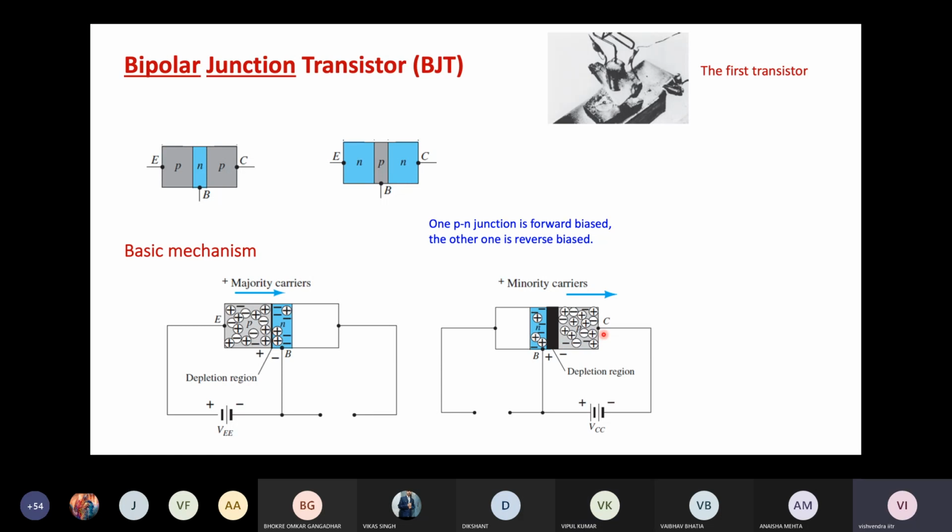Yeah. So this is what is happening. This is the interesting part of the BJT, that these holes are sent from the emitter to the collector via the base, and the base becomes like a controlling terminal in this case. So there is a current between the emitter and the collector. Now the question is, how is the base a control terminal?